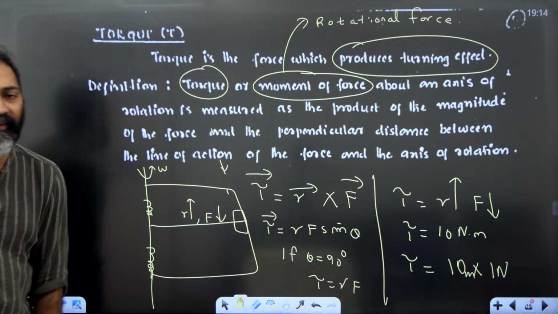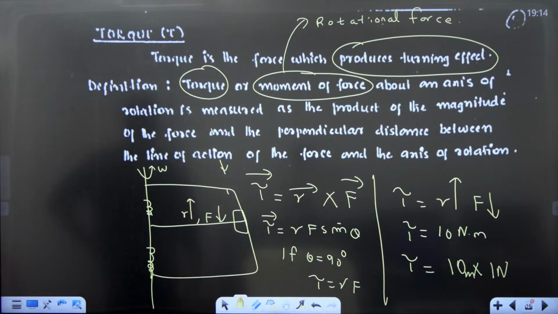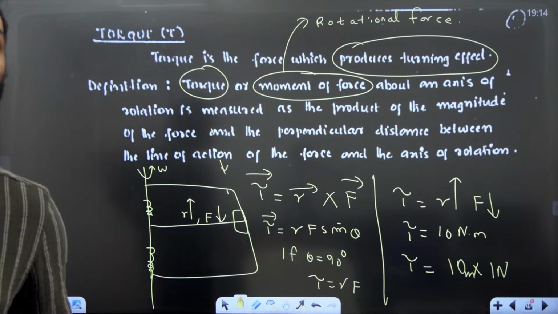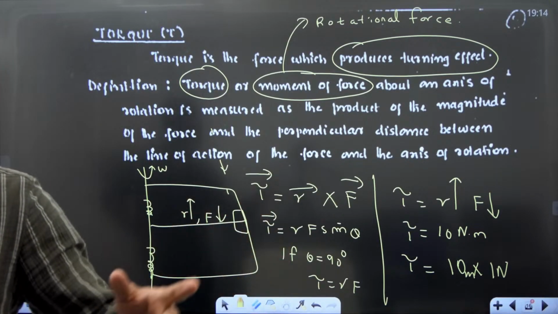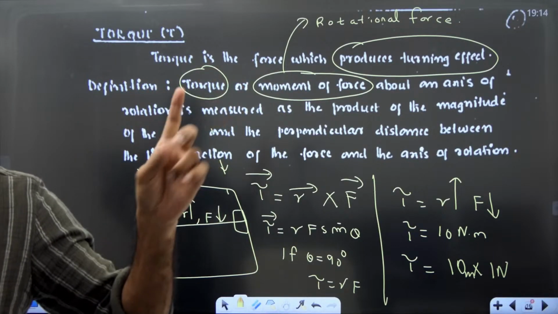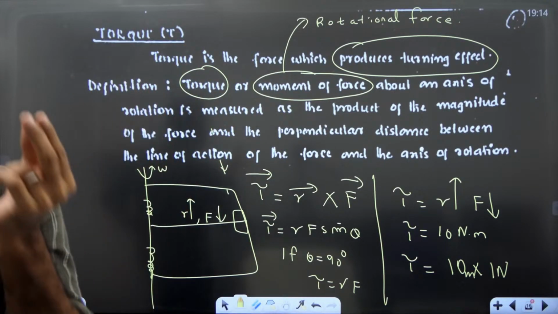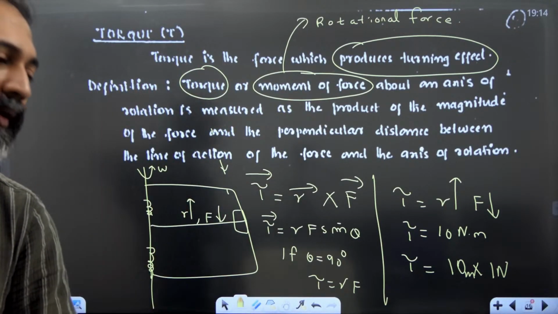So where you should fix the door handle? It should be kept at the free edge. What is the advantage of fixing the door handle at the free edge? Distance from the axis of rotation will be high. That means R will be high. So with less force, you can turn the door.